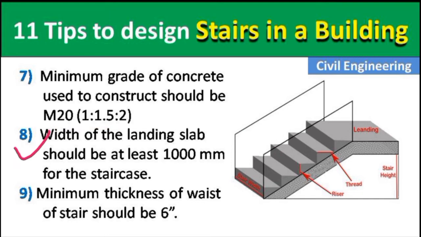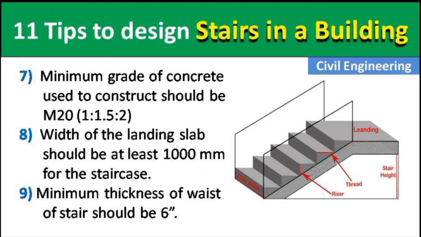Okay, so point number 8 is the width of the landing slab should be at least 1000 mm for the staircase. Okay, so this is our landing, and the width of the landing should not be less than how much? 1000 mm, it means 1 meter.